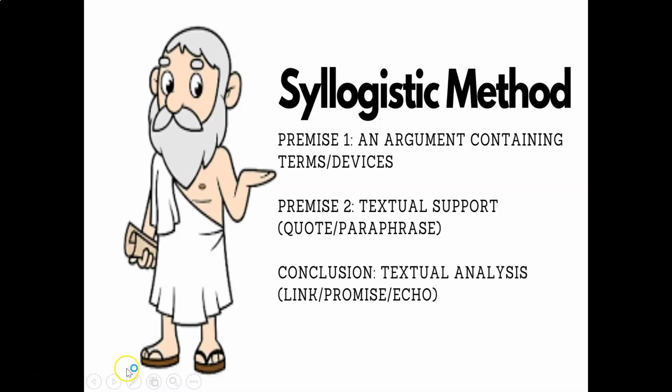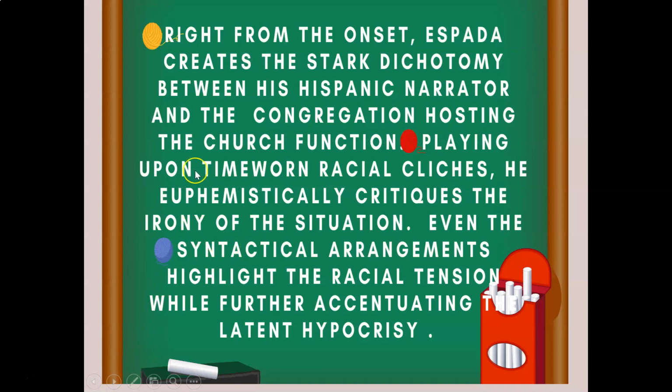Yet again, we're going to go syllogistically, three sentences with an argument containing the terms and or devices, teeter-totter balance, the quoting and paraphrasing, and then the links, the promise, the echo in terms of textual analysis, and the conclusion. Shoot for 10 to 12 sentences. So let's do the same thing here with our yarn, all right? Right from the onset, students, this is very training wheel. Ultimately, we'll take down the scaffolding and the training wheels as we progress.